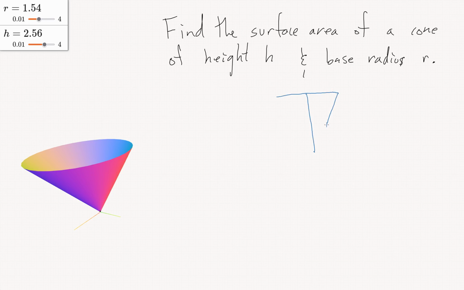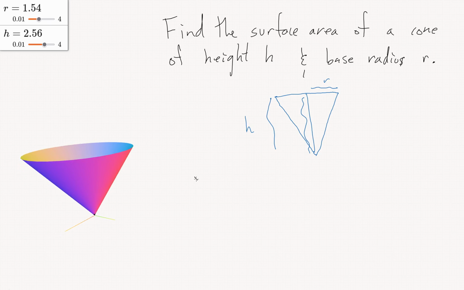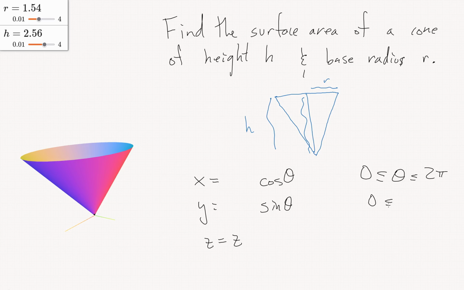Okay, so here's our picture of the cone. This is the height h. First we need to write down a parameterization of this cone. We'll use an angle theta for the circular position, so theta goes between 0 and 2 pi. x will be something times cos theta, and y will be something times sine theta. And then we'll take our second parameter z to just be the height, so z goes between 0 and the height h.